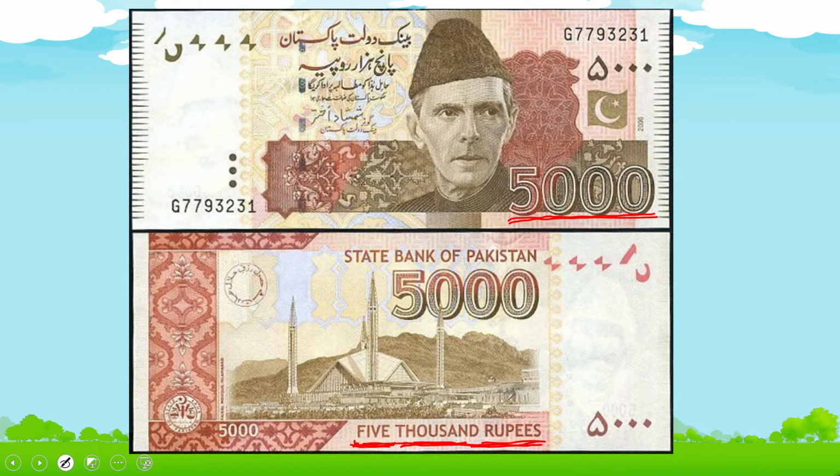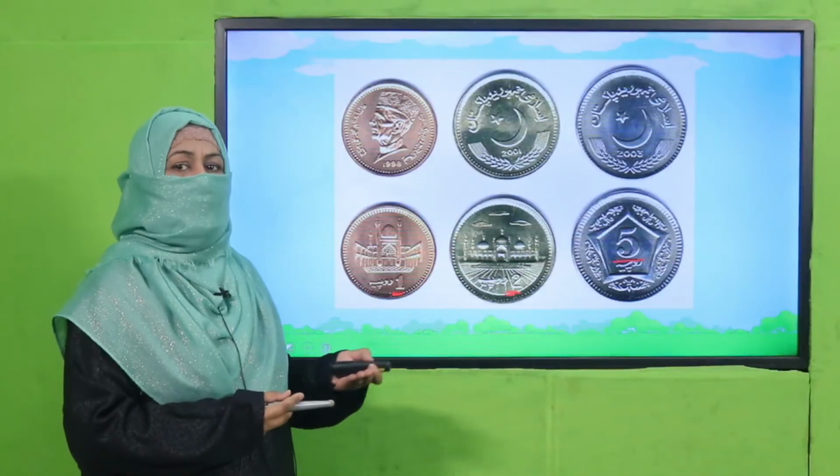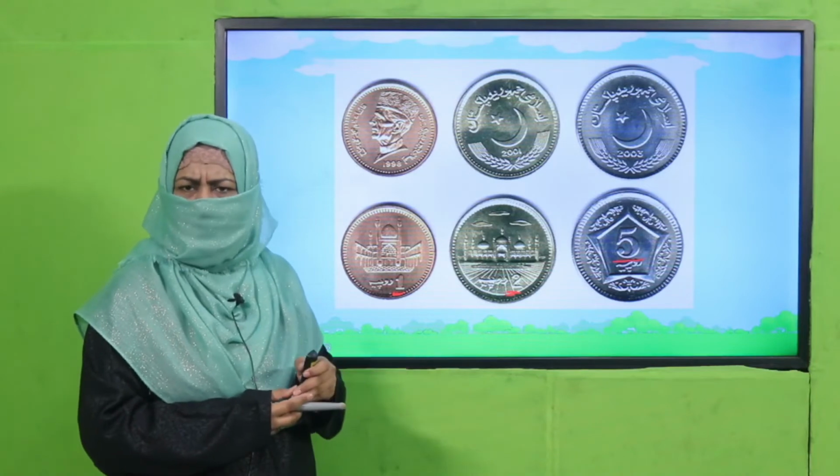Okay, and here are a few coins. It's also mentioned here 1 rupee, 2 rupee and 5 rupees. Okay, so whenever it's a rule, whenever you are using currency, its value is written on it. Okay, so you have to find it, what is the value of this note or this coin. Can you find it now?